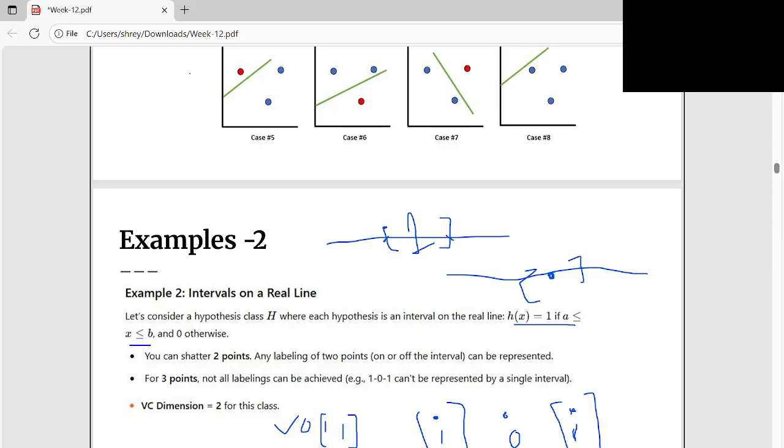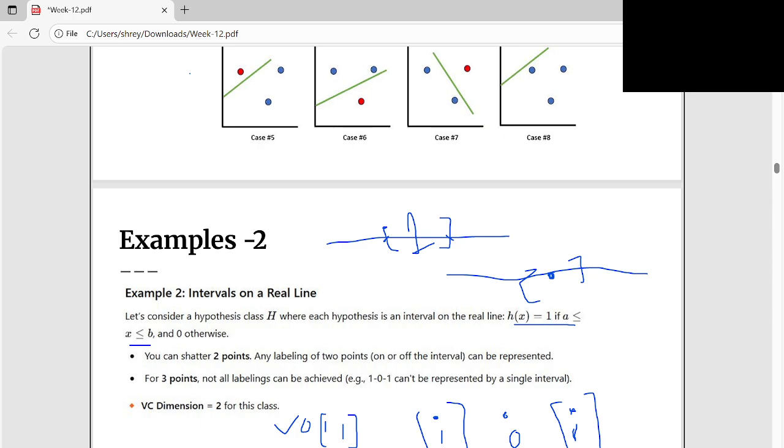The hypothesis can also be one where you define multiple intervals, right? Not a single interval but multiple intervals. Let's say you define A and B as one interval, C and D as another interval. So those two intervals can be applied here. If two intervals can be applied, this 101 can be shattered, no problem, because we can apply two intervals. But for a single interval we cannot use that.